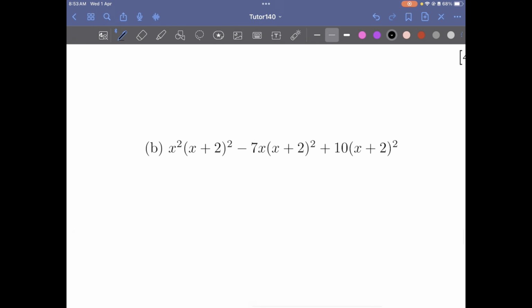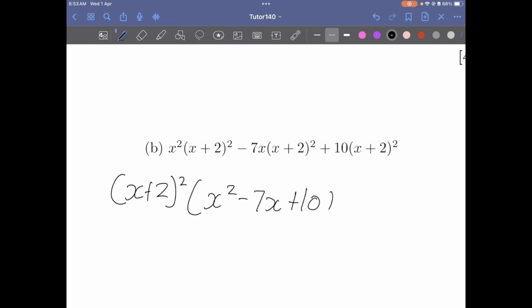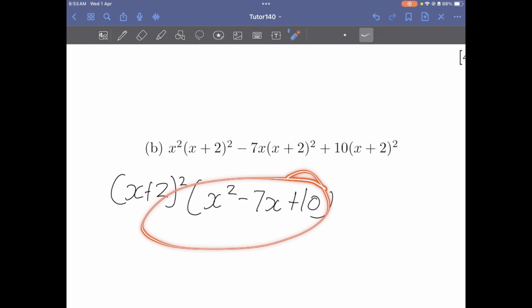Okay, over here, looking at it, you might feel tripped up because it's so much, but when I look at this, I can see that they all have x plus 2 squared in common. So I'm going to factor that out, x plus 2 squared, and when I do that, I'm left with x squared minus 7x plus 10. All I have to do is factor this one, right?